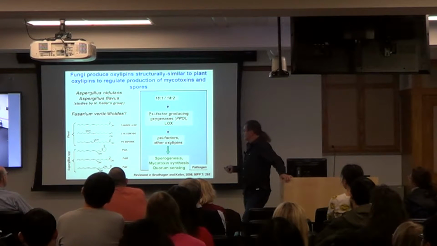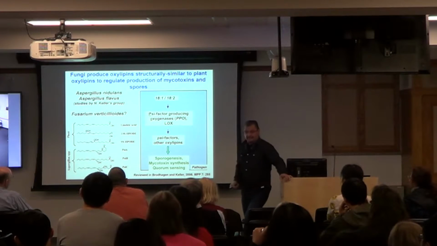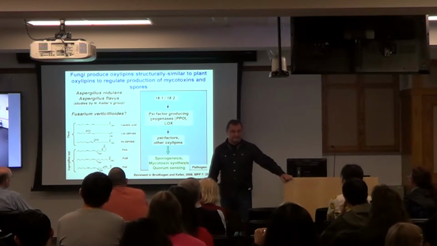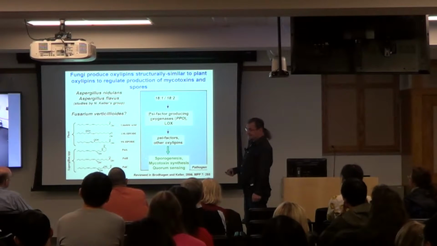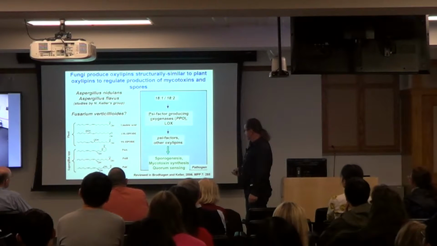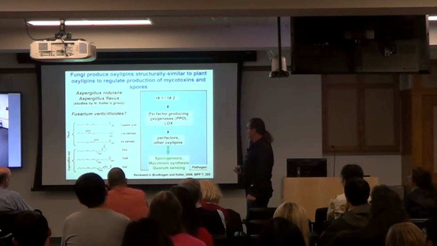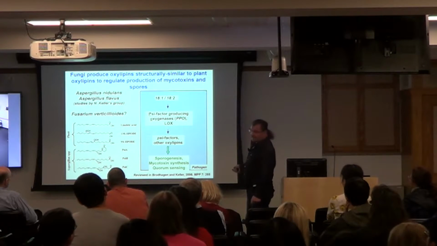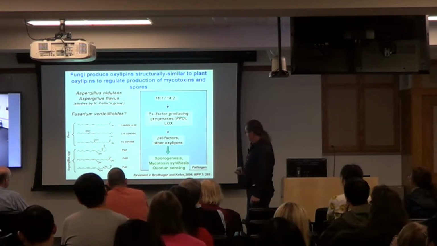And these psi factors, when you knock them out, were shown to either inhibit or promote sporogenesis, depending on what spores are regulated, sexual or asexual. They are potent regulators of mycotoxin biosynthesis. So when you shut down biosynthesis of the psi factors, sterigmatocystin in Aspergillus nidulans or aflatoxin is inhibited. And they were also shown to be involved in quorum sensing in fungi.